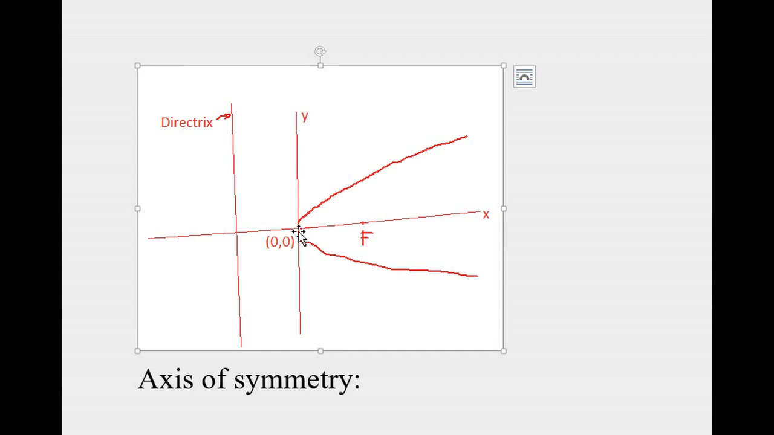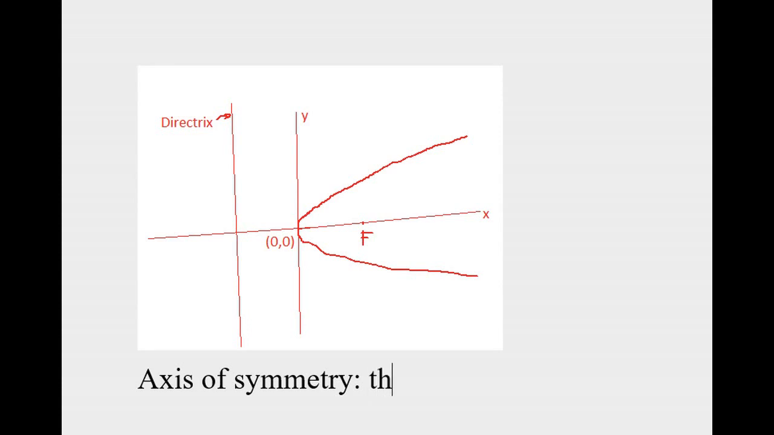The axis of symmetry is a horizontal axis that passes through the origin because the vertex is at the origin. What is the horizontal line that passes through the origin? It is the x-axis. So the axis of symmetry is the x-axis. You know that the equation of the x-axis is y equals 0.